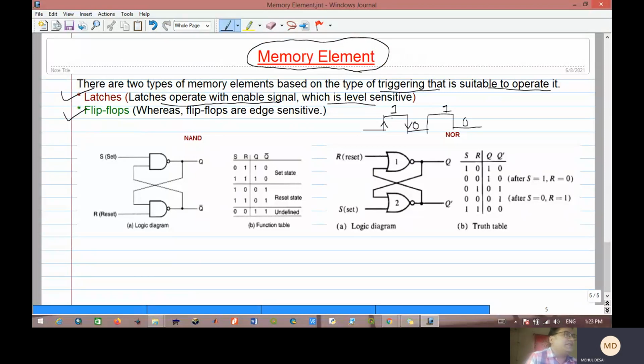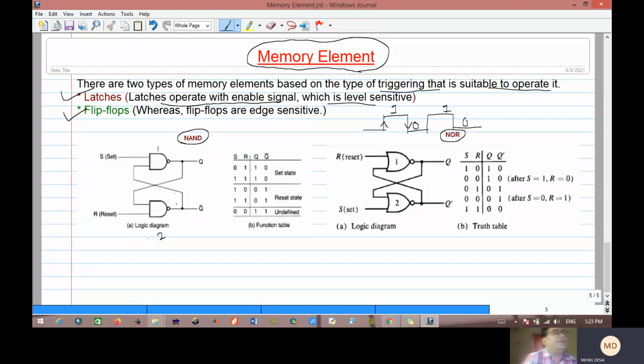Now this is the basic memory element, which is made by the universal gates, NAND gate as well as NOR gate. Here the NAND gate is there: NAND gate 1 and NAND gate 2. The second input is the first output. Similarly, the second output is the first input. So there is a feedback system. This is called one latch. It is a 1-bit memory element; we store 1 bit.